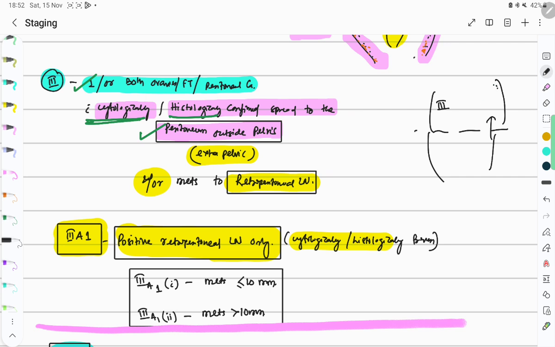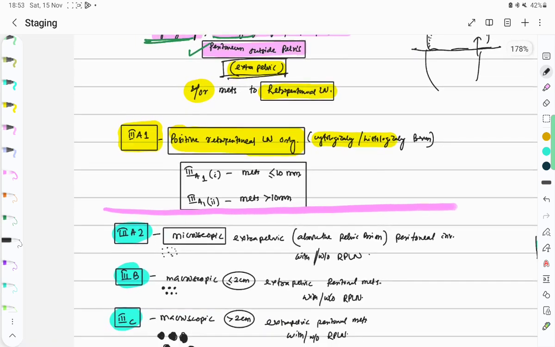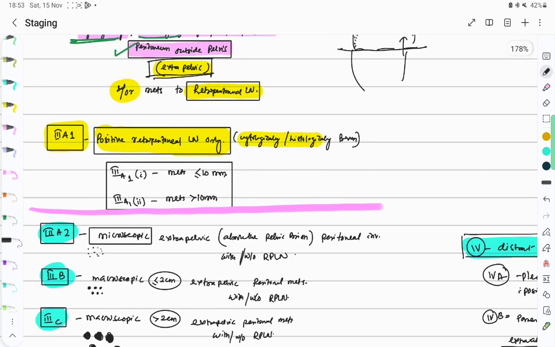That is, the peritoneum is involved. If the peritoneum is involved, then it is extra pelvic peritoneal involvement. That is stage 3, beyond the pelvic brim. This is the pelvic brim. It has gone beyond the pelvic brim to the peritoneum and or metastasis to the retroperitoneal lymph nodes. So there is stage 3A1, 3A2, 3B, 3C.